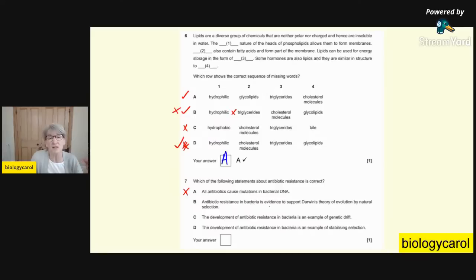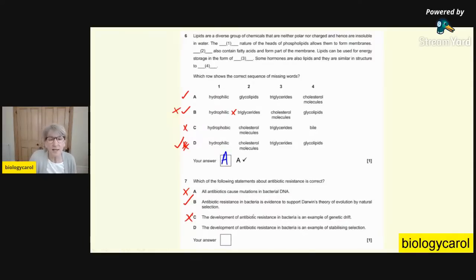Antibiotic resistance in bacteria is evidence to support Darwin's theory of evolution by natural selection. Absolutely, I'm thinking that is correct. The development of antibiotic resistance in bacteria is an example of genetic drift. No, it isn't. It's an example of natural selection. Genetic drift is the taking out of alleles from a population due to a chance event, not due to natural selection, which of course selects those advantageous alleles. So this is not true.